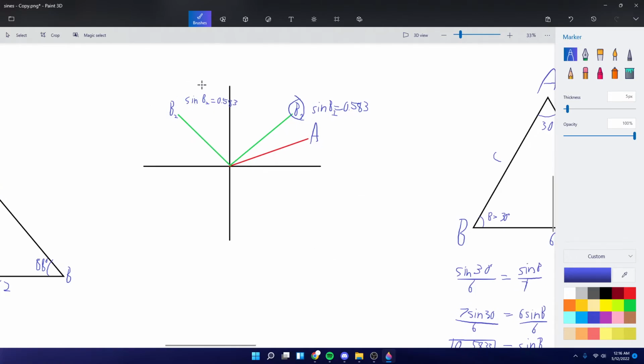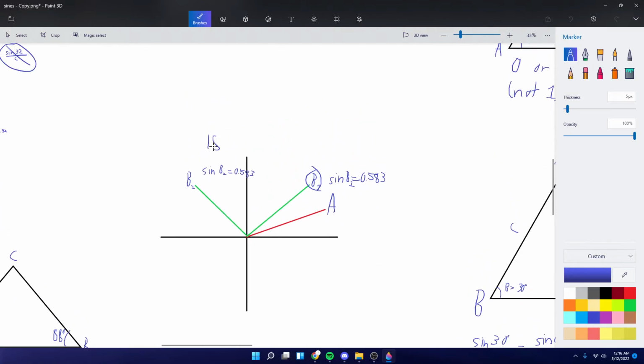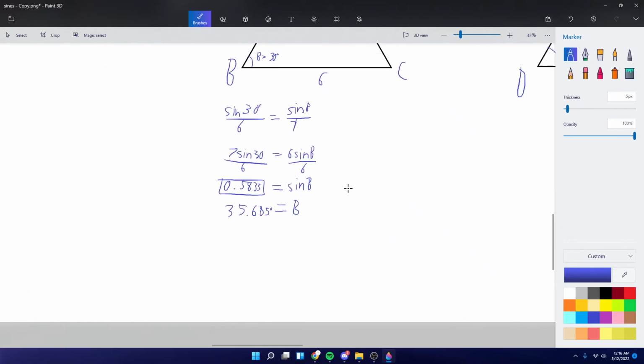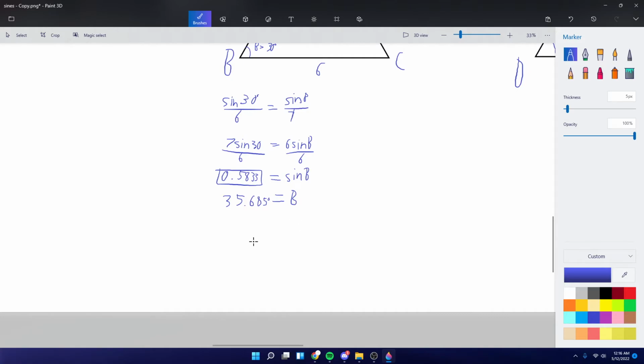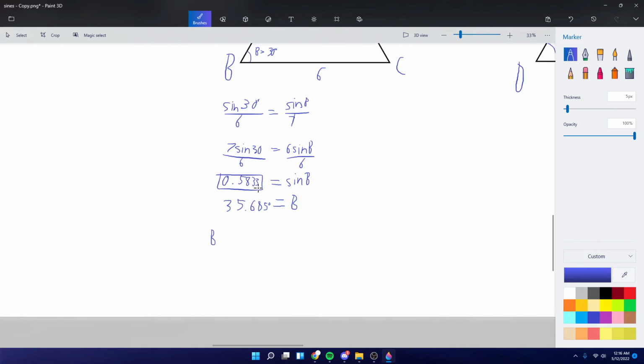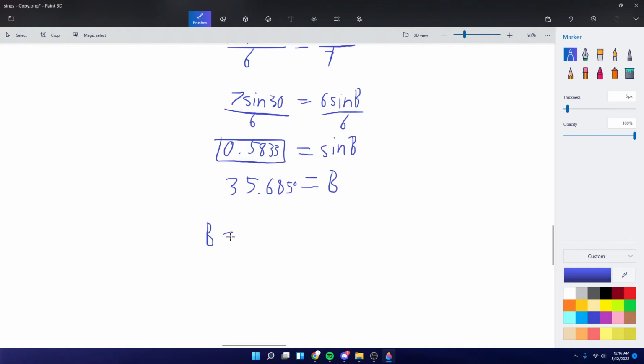But for this other angle, what you need to do is 180 degrees minus the first angle. This is one solution for B. But another solution, handwriting is horrible, sorry. Another solution will be 180 minus whatever this was, which is equal to 144.315.